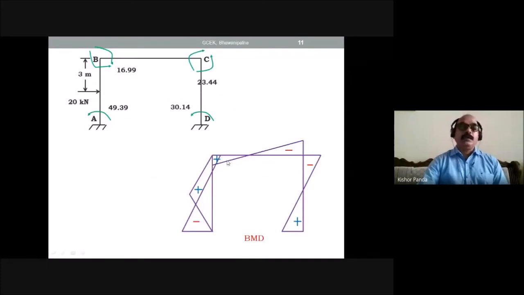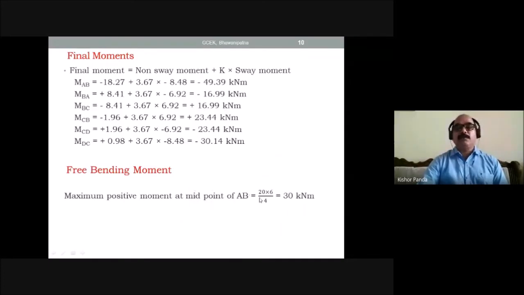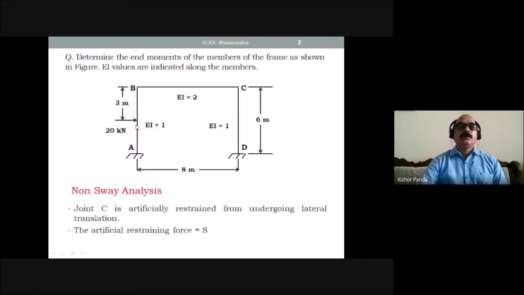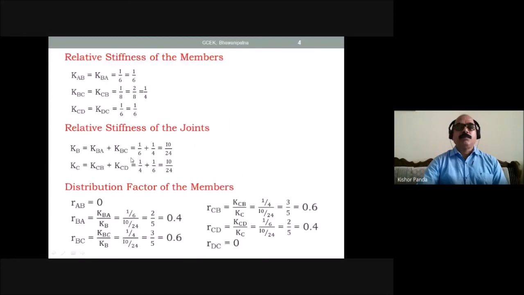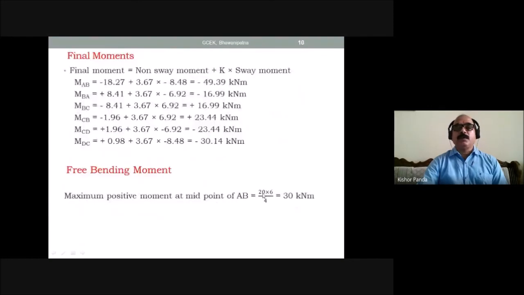Then what you have to do? You see in the vertical member AB there is one lateral load, 20 kilonewton. So you have to find out the free bending moment value. The maximum positive moment is at the midpoint of AB, because here you see this is the load. You know that it is WL by 4 if the load is present at the midpoint of the member. So WL by 4 is 20 into 6 by 4, so this is 30 kilonewton meter.